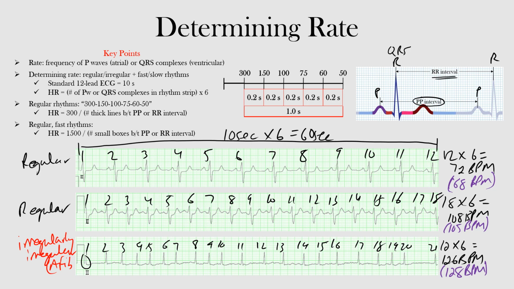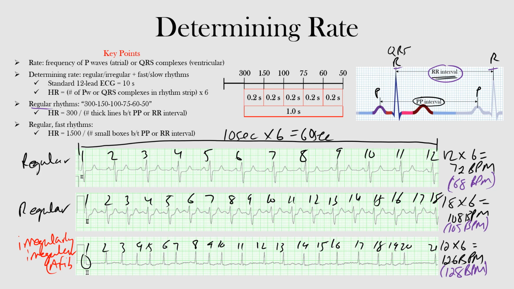Now the next method we can use only with regular rhythms. Okay, so again, here we're going to use the R to R intervals, and we'll do this by finding the R wave that falls on one of the thick lines, and then we're going to find the next R wave, and after we do that, we're going to count the number of thick lines between those R waves, and then take 300 and divide it by that number of thick lines that we counted to get the estimated rate. So again, remember, R to R interval is this one R wave to the next. Regular rhythms we're using this with, okay?